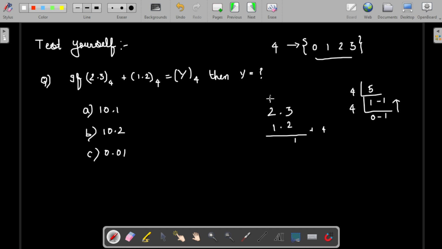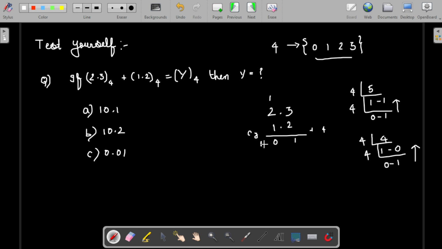If we add this one, this is 4. So 4 is also not allowed here. So 4 is divided by 4, which gives 1 and the remainder is 0. Again divided by 4, the remainder is 0 and 1. If you write it this way, this is 1 and 0. So here 0 is 1, the 1 is the carry, which is here, because only one bit is allowed here.